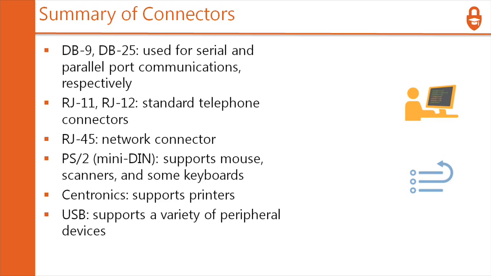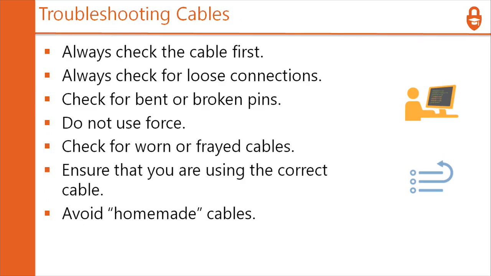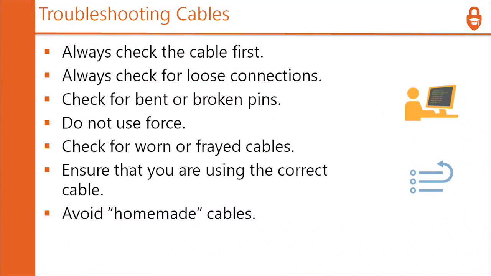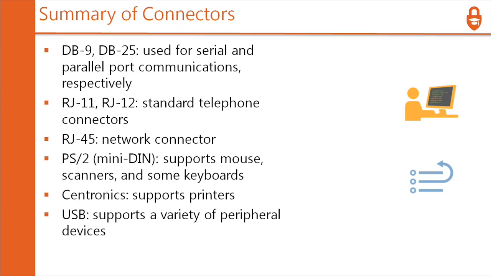And the RJ12 was just a different kind for that. And today we use the RJ45 network connectors. Those are current as of today. We had the PS2 Mini DIN, which supports mouse, scanners and some keyboards. You may see those around today. I actually see some keyboards that still come with those, but nobody uses them. Everybody uses USB now. Centronics supports printers. Remember the Centronics connector? Let's take a look at that. That's that top one, the big, giant, fat plug there. And then, USB supports a variety of peripheral devices.